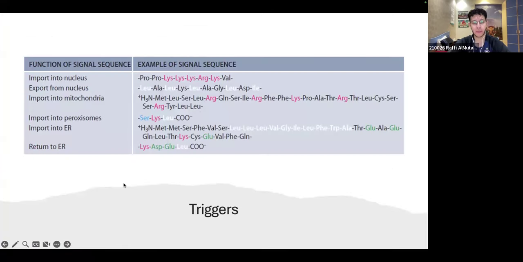So do you need to memorize this? I want guesses in the chat. Do you think you need to memorize this right here? Yeah, no. Okay, good. You don't need to memorize this.